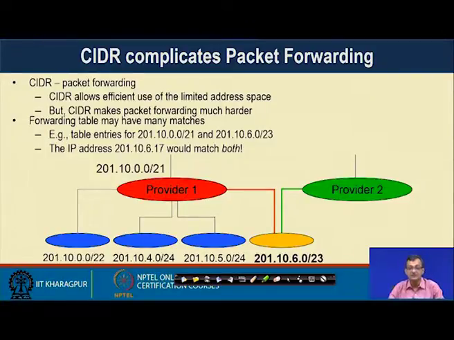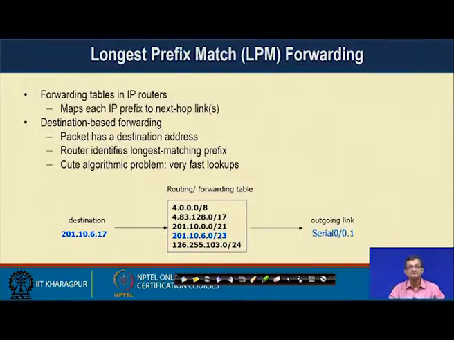The policy followed is the longest prefix match. Where the longest prefix is matched, there it is forwarded. Like here in this case, it needs to be forwarded to 201.10.6.0 because that is the longest prefix which matches, whereas the others have much shorter prefixes. That way it takes care of the problem.